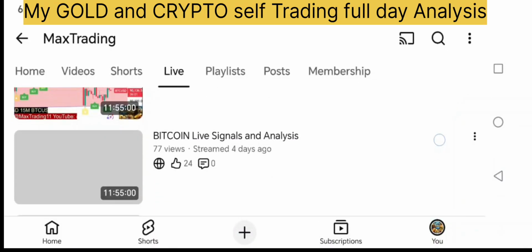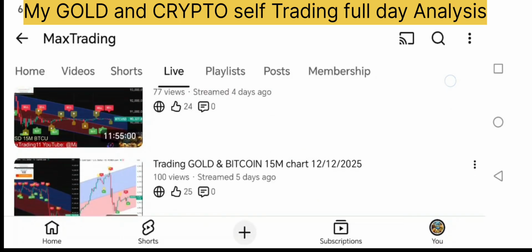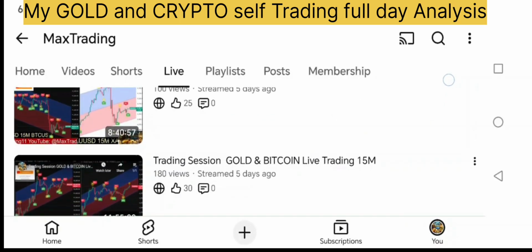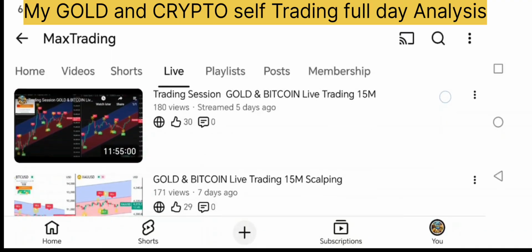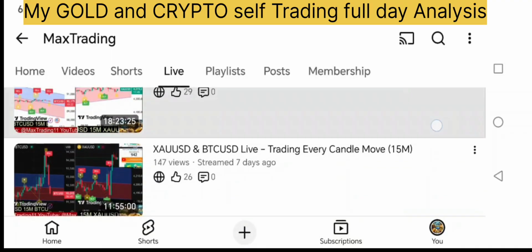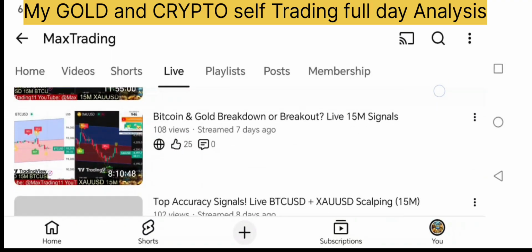3. The third and final confirmation is the green or red label. When I see a green buy label appear near the lower red zone, that's when all confirmations line up for a long trade.